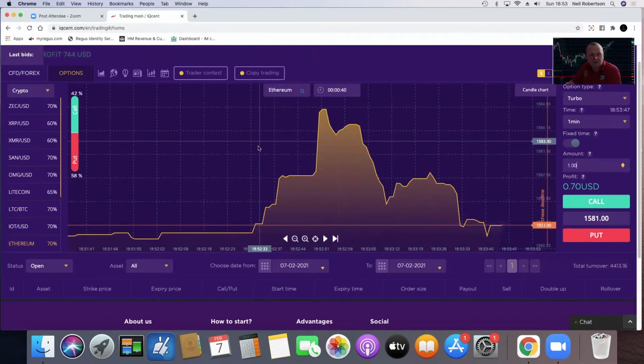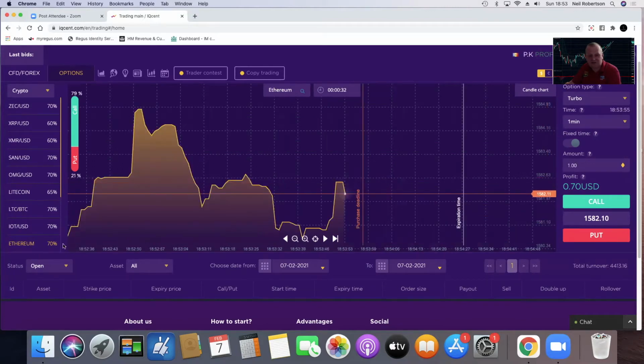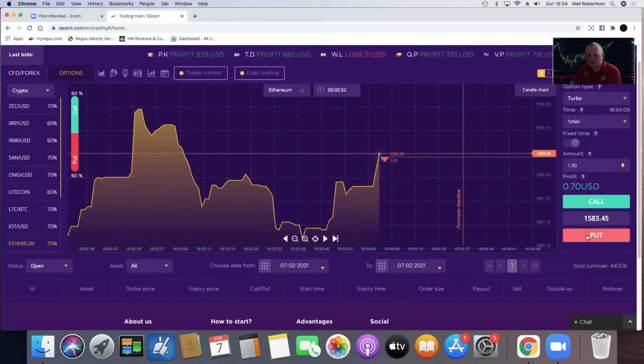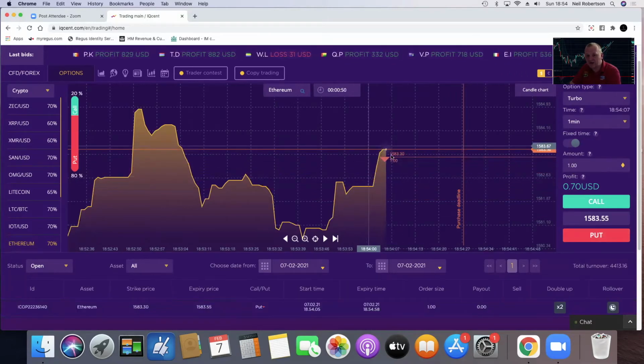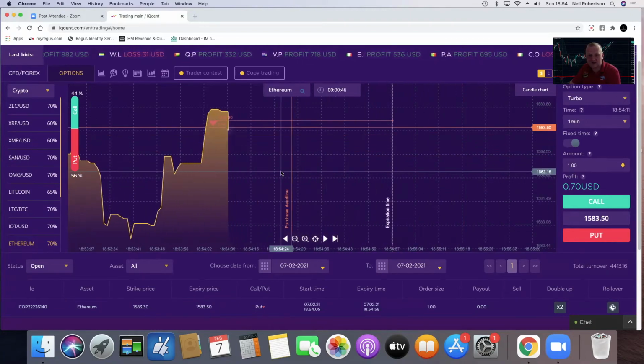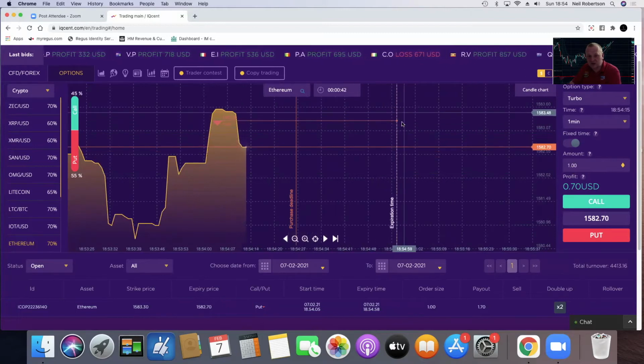So let's quickly take a trade so you can see. We're currently on Ethereum, and on Ethereum you've got a 70% return. So we've got a pound on there. A put would be you're betting for the trade to go downwards. When you put that on, this little arrow comes up. The pound is for your pound bet. Now if we move it along, this shows where the trade is going to end.